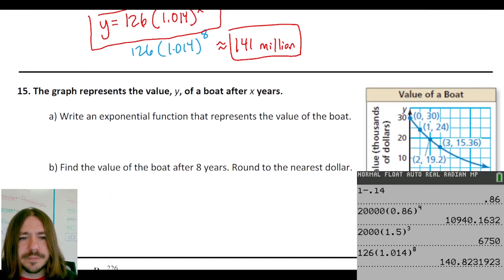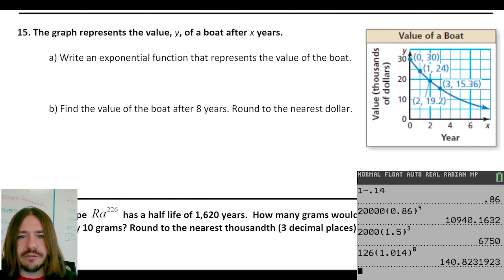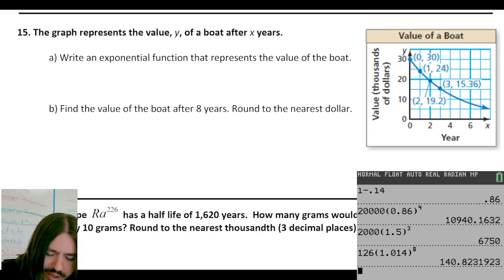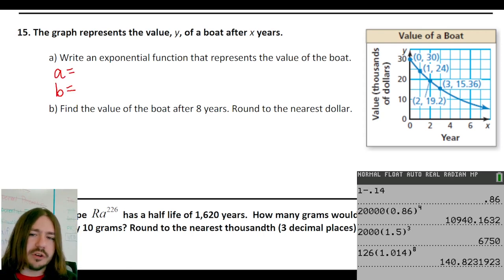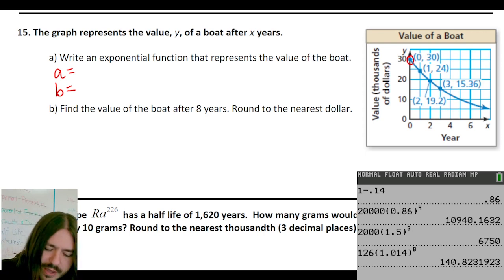Number 15 says the graph represents the value of a boat after X years. Part A says write an exponential function to represent the value of the boat. So there's two things we need, right? We need our A value and we need our B value. The A value is the y-intercept, or the starting value. If we're looking at the graph, we can see our y-intercept is right here at 0, 30. So my A value is going to be 30.